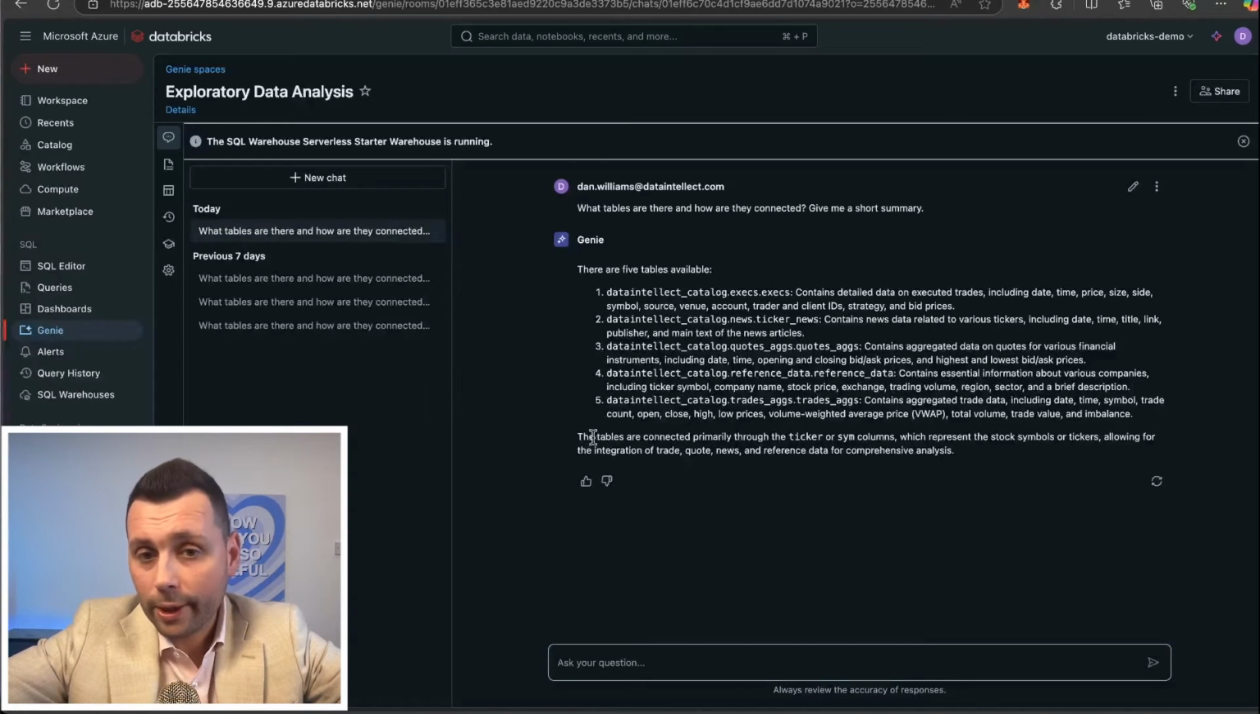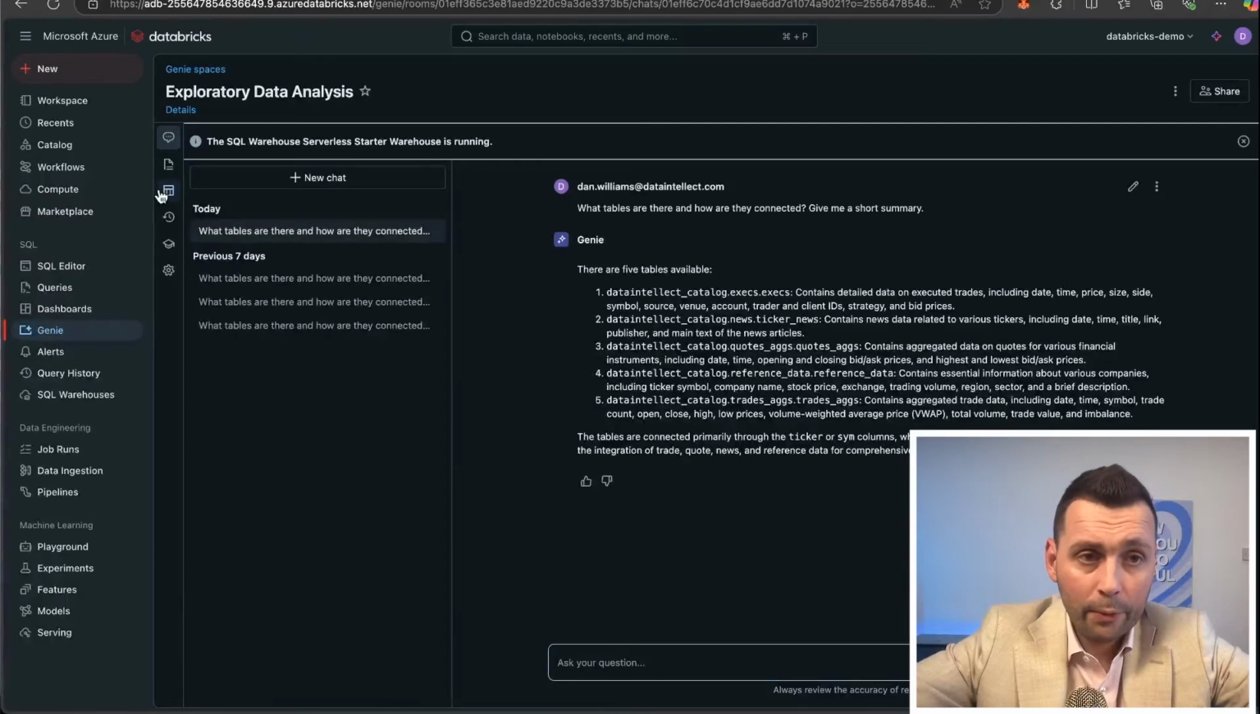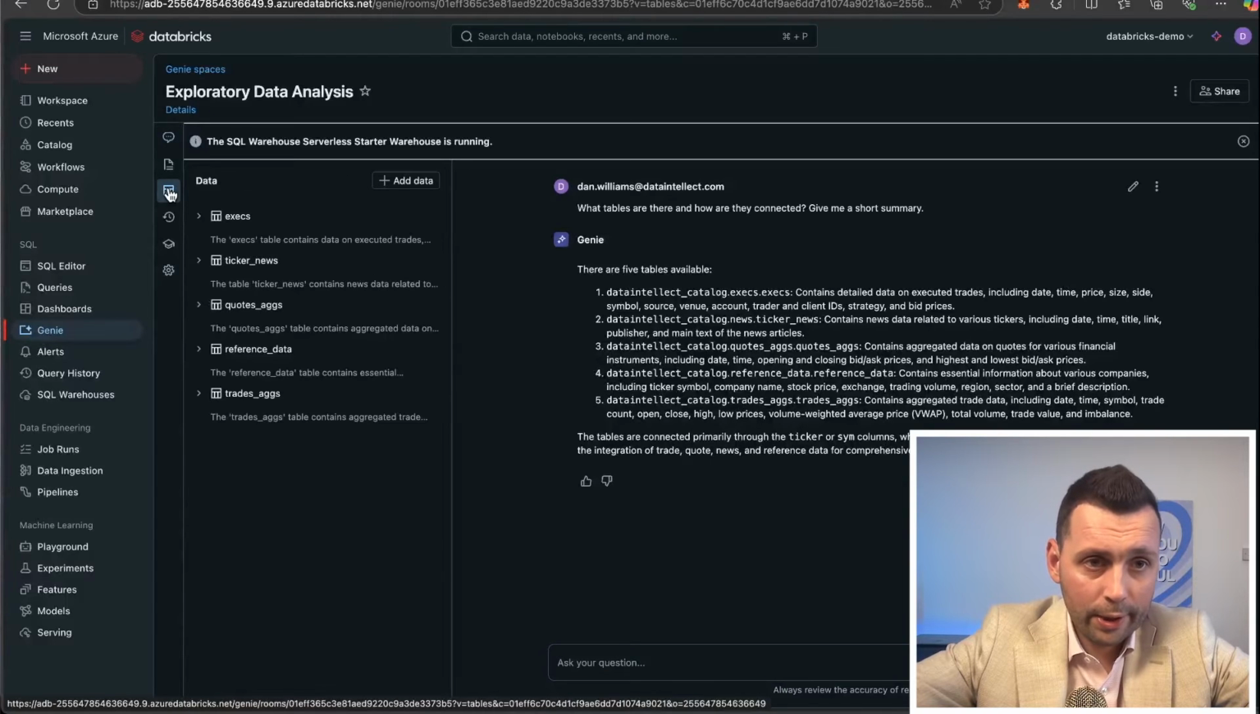As you can see, it already understands that these tables are connected primarily through the ticker or symbol columns, which represent the stock symbols or tickers. It saw all of these tables: executions, ticker news, quotes, reference data, and trades. Okay, we can also see our tables on the left side here.